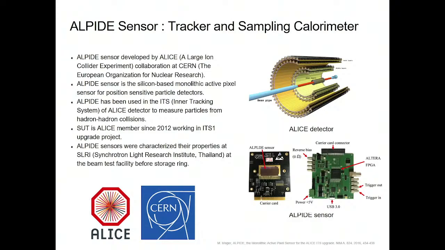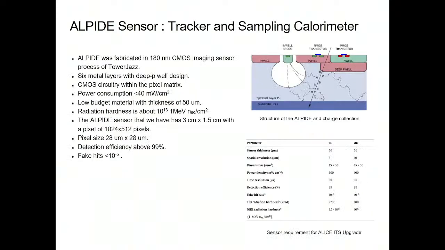silicon-based monolithic active pixel sensor, which is part of the ITS here. It is the CMOS sensor, with which we are able to measure any charged particle that comes through here. It is a very powerful sensor because it has low power consumption, low material budget, meaning the sensor is very thin, only 50 microns, and also very high resolution.